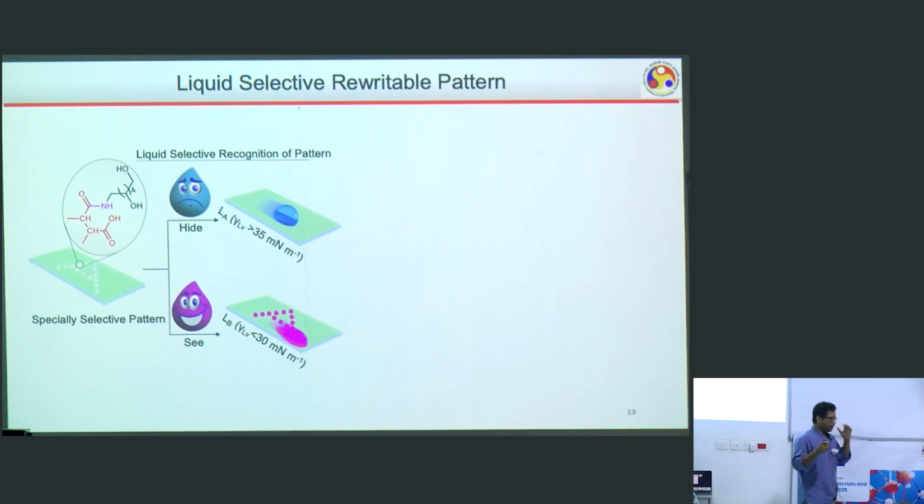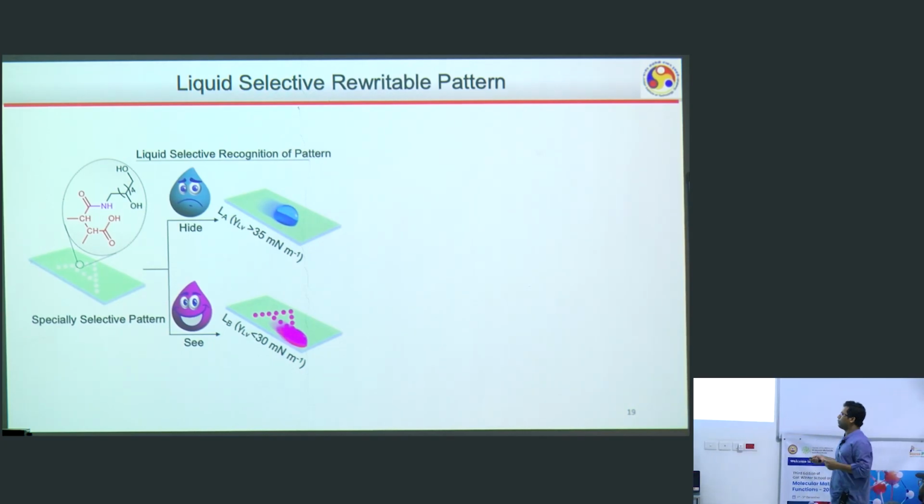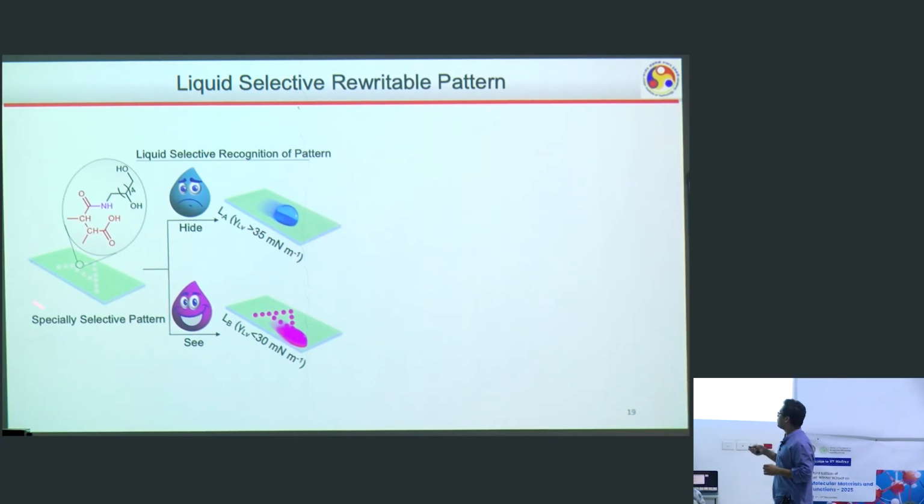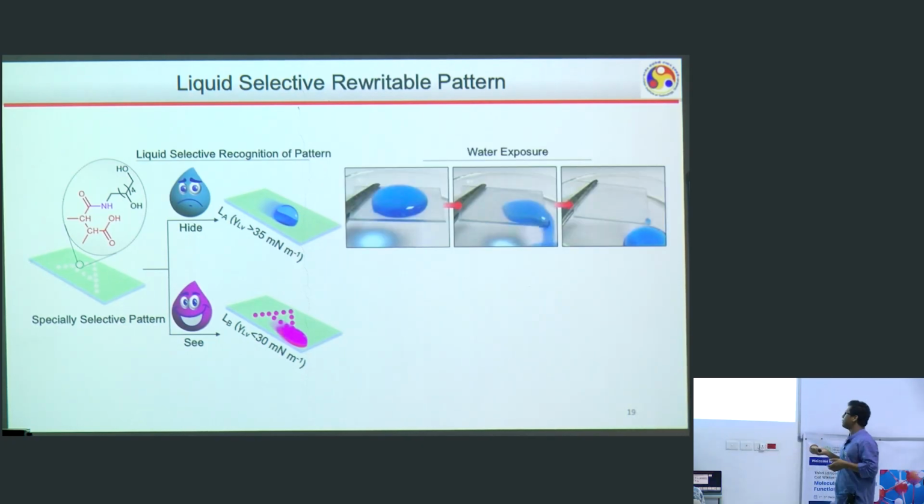Now, after this knowledge, we thought, why not go for spatially selective modifications? Once we do that, we can have a pattern that can be apparently visible, or the liquid can recognize it depending on its surface tension. The same interface, when you expose it to water, cannot really find that pattern. But when you expose it to ethanol, at that point it can find it out. So it's a kind of hide and seek, right?